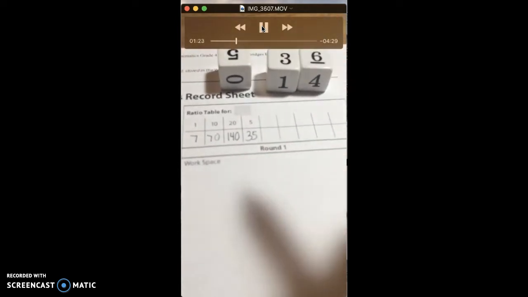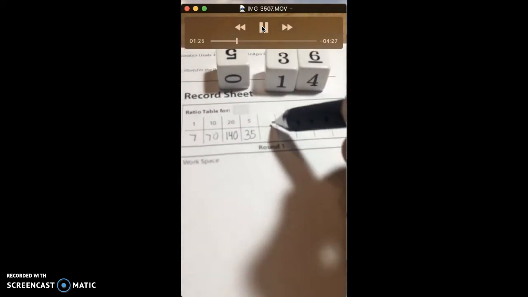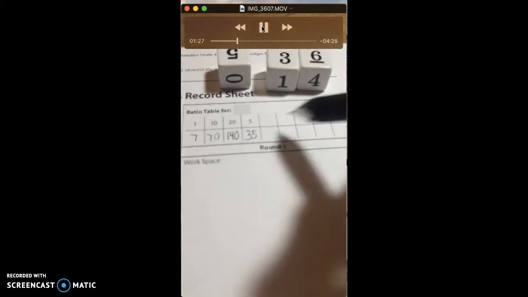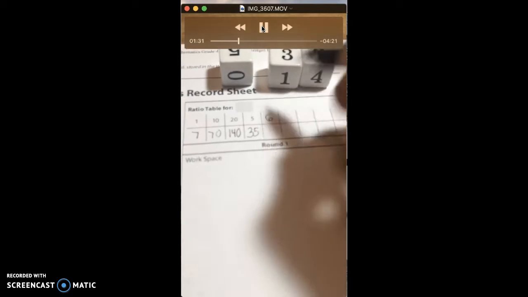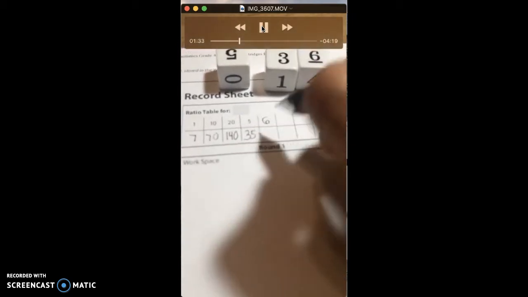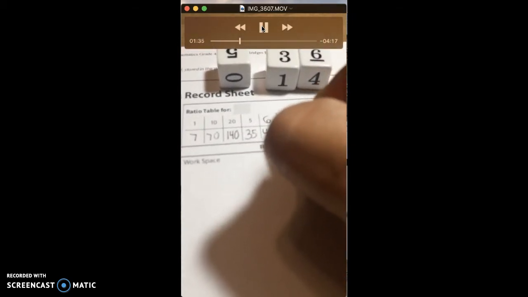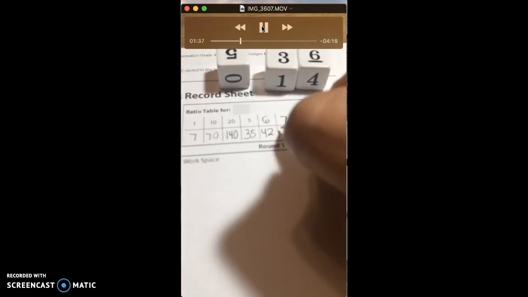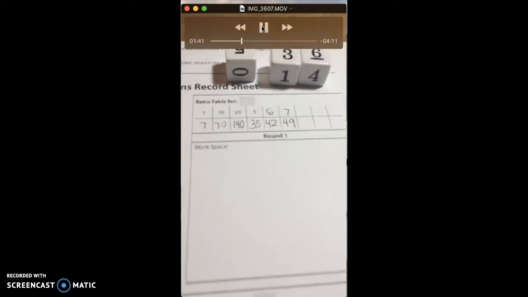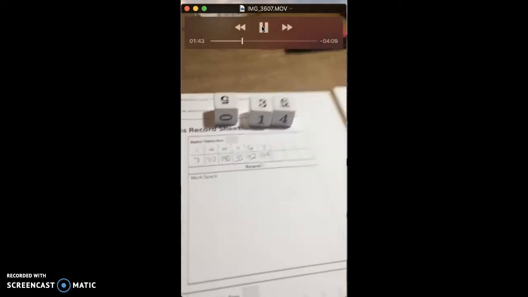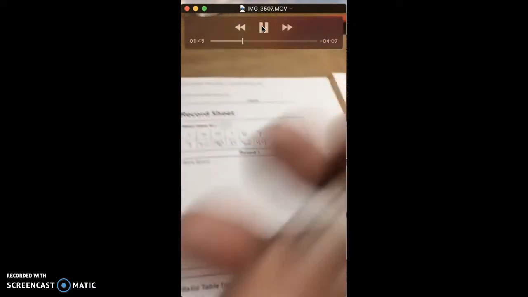Okay. If I need to continue with my ratio table, I can add more numbers. So I'll just do the 6 because I know 6 groups of 7 gives me 42 and 7 groups of 7 give me 49. Okay, I will use my ratio table as needed. Next step is to get your 3 dice and find the dividend.